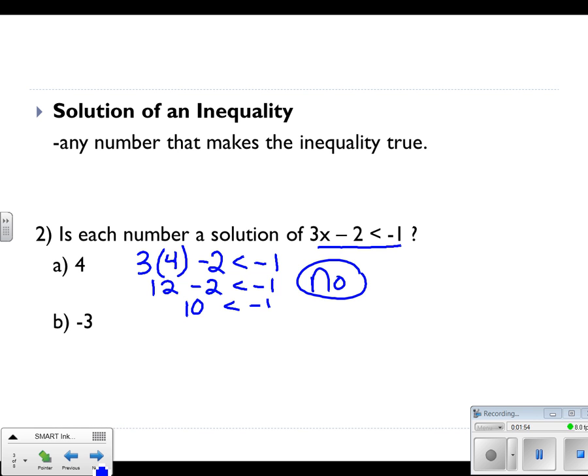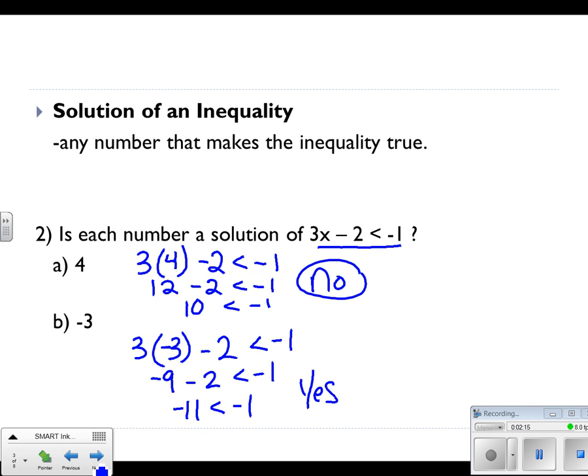How about negative 3? 3 times negative 3, minus 2 is less than negative 1. So we have negative 9 minus 2 is less than negative 1. So we have negative 11 is less than negative 1. And that is true. So yes, negative 3 is a solution.